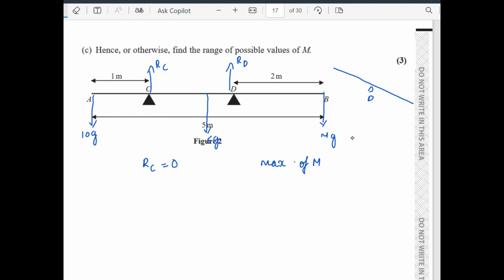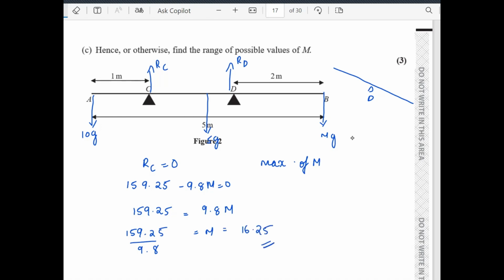Previously we found the value for RC. It was 159.25 minus 9.8 m is equal to 0. So minus 9.8 m goes to the other side. It becomes positive 9.8 m is equal to 159.25. So m will be 159.25 divided by 9.8. When you put that in the calculator, you will get the answer as 16.25. 16.25 will be the maximum value of m.